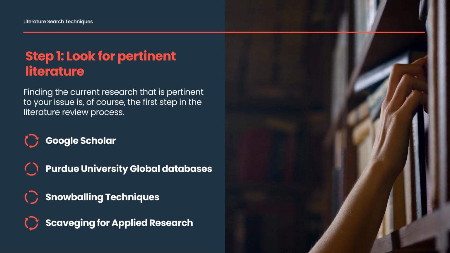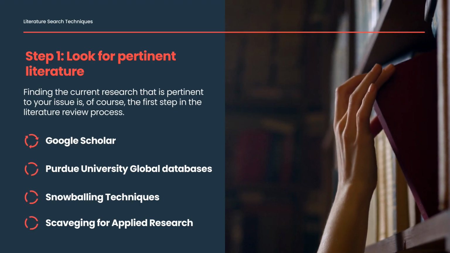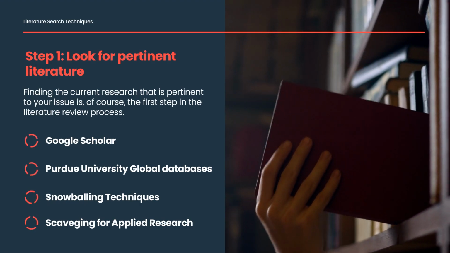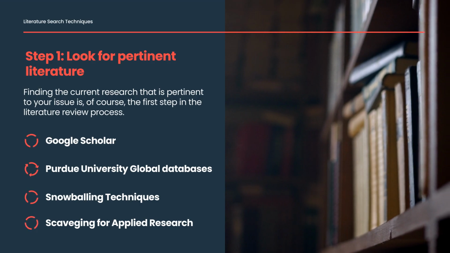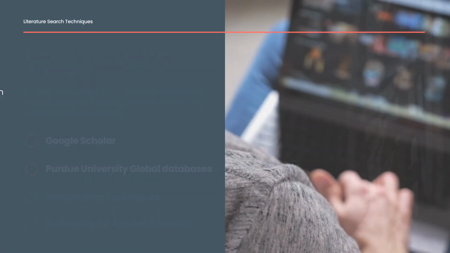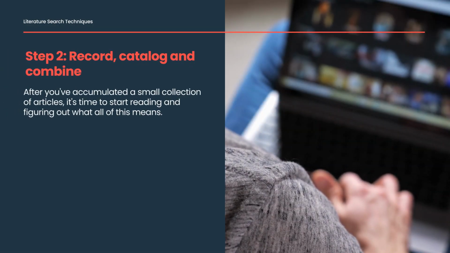You can accomplish this by looking at an article's citation count on Google Scholar. Now that you have a solid foundation in literature, it's time to review Step 2. Step 2. Record, catalog, and combine.